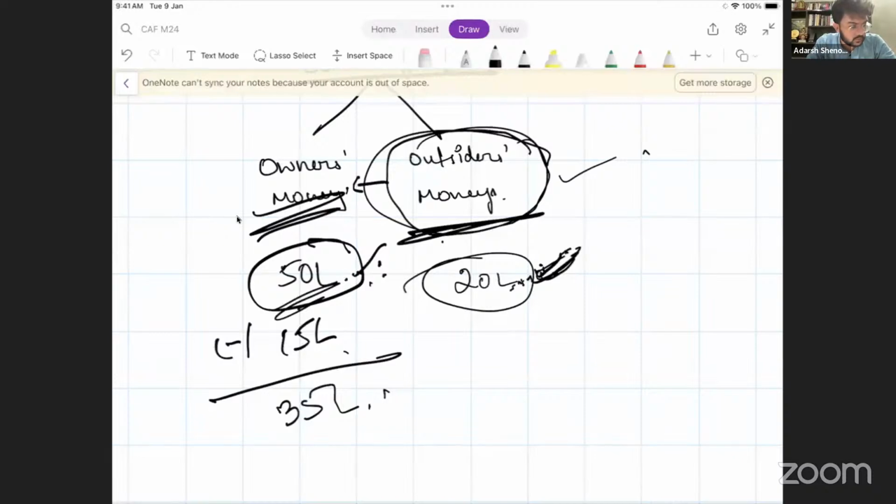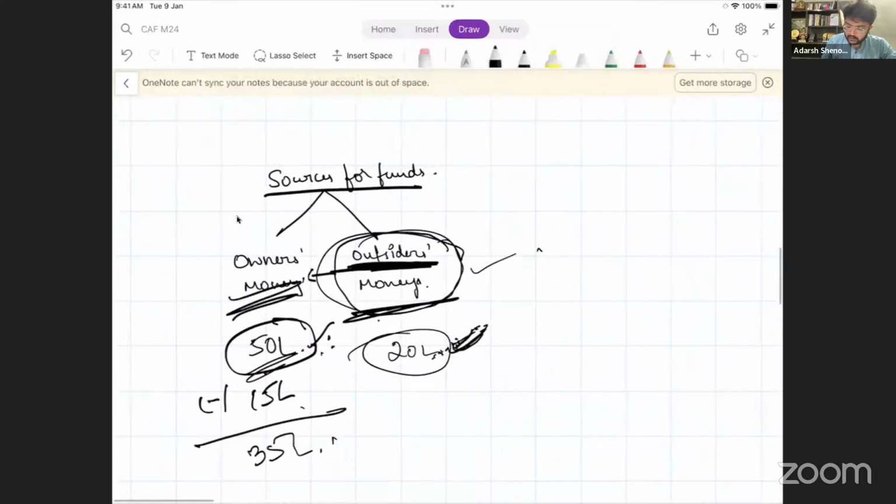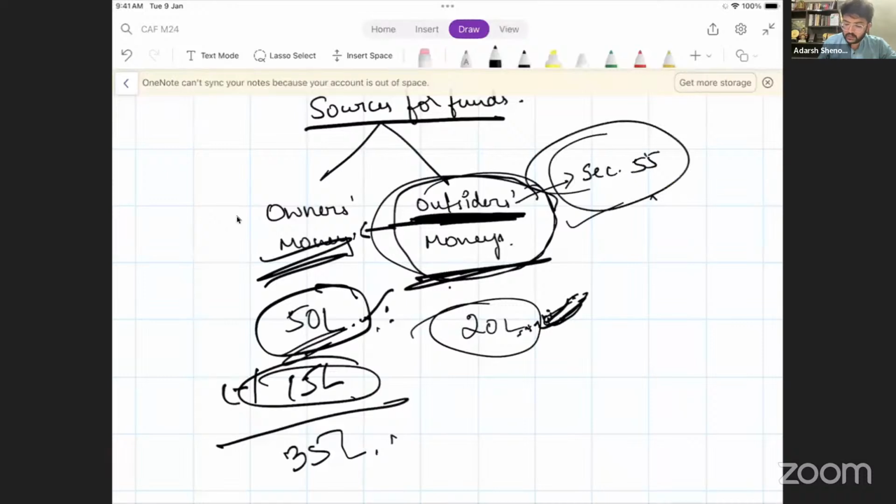So, now to protect the interests of these outsiders, these lenders, outsiders means lenders, bank loan and all, in redemption they will be harmed a little bit because of this reason. The capital goes down. Now the owners' money is being repaid first. So because of which the outsiders' interest will be a little harmed. So that is why to protect their interests, we have Section 55 of the Companies Act. Section 55 of the Companies Act is basically protecting the outsiders.